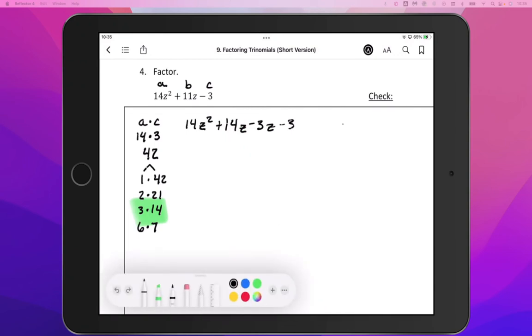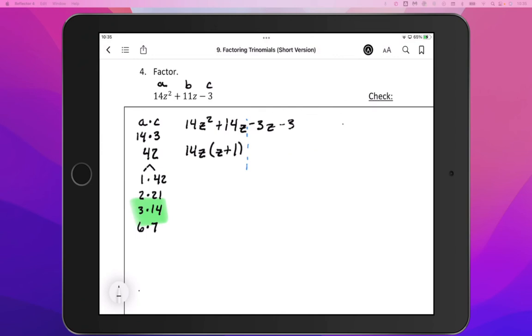And so now we can do the factoring by grouping. And on the left, we can take out a 14z times z. 14z divided by 14z is just 1. This is always a plus sign. On the right, I notice that I want my z and my 1 to be positive, so I will factor out a negative 3. So that will make z plus 1.